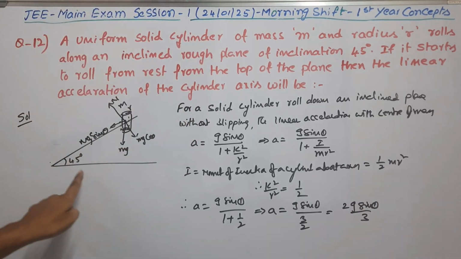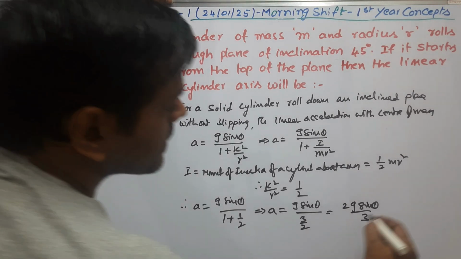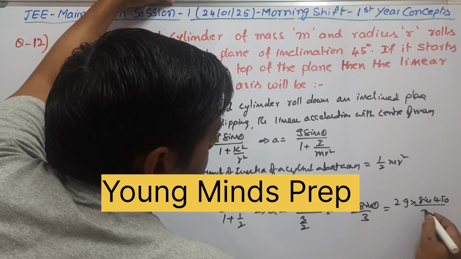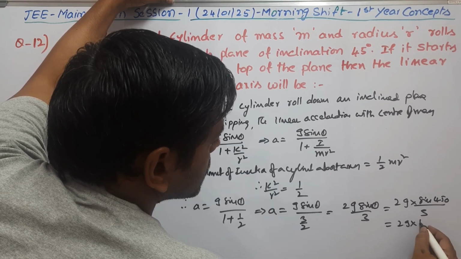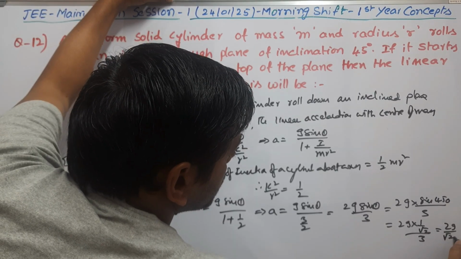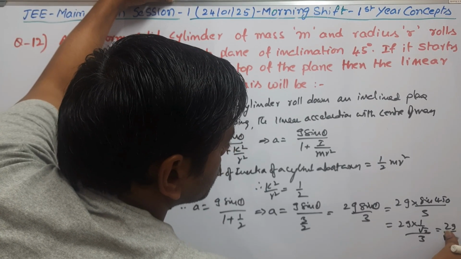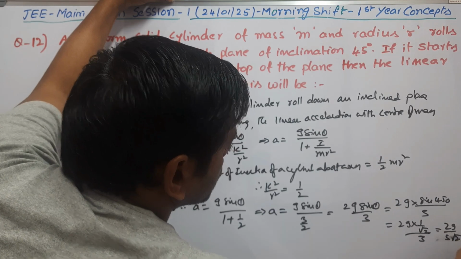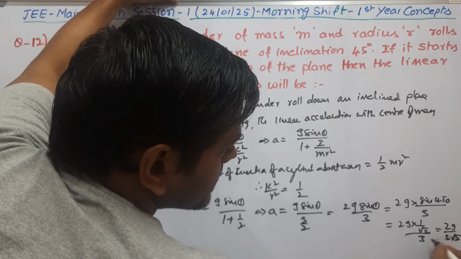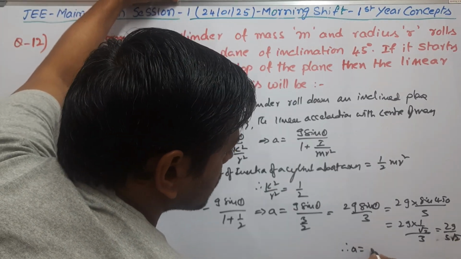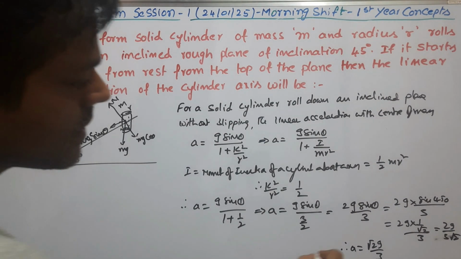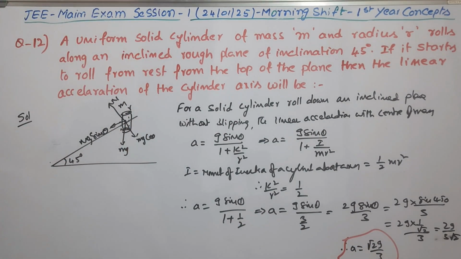Here the angle of inclination is 45 degrees, so it is equal to 2g into sin 45 by 3, which is 2g into 1 by root 2 by 3. That means 2g by 3 root 2. It may be further modified: 2 is written as root 2 into root 2, and one root 2 is cancelled. Therefore a is equal to root 2 g by 3. Okay, this is the answer for this question. Okay, right.